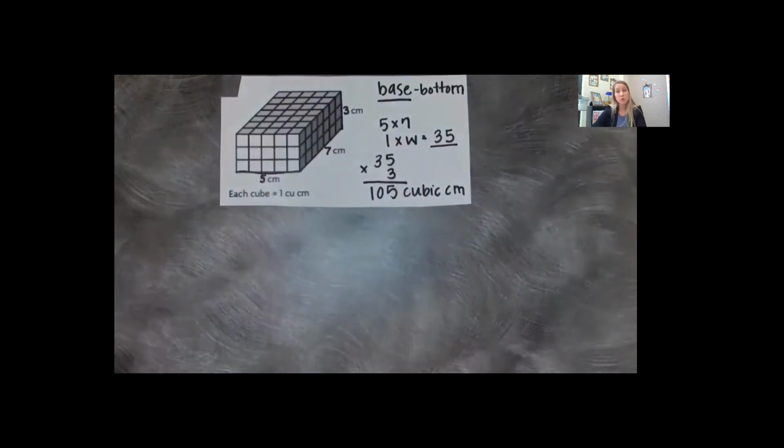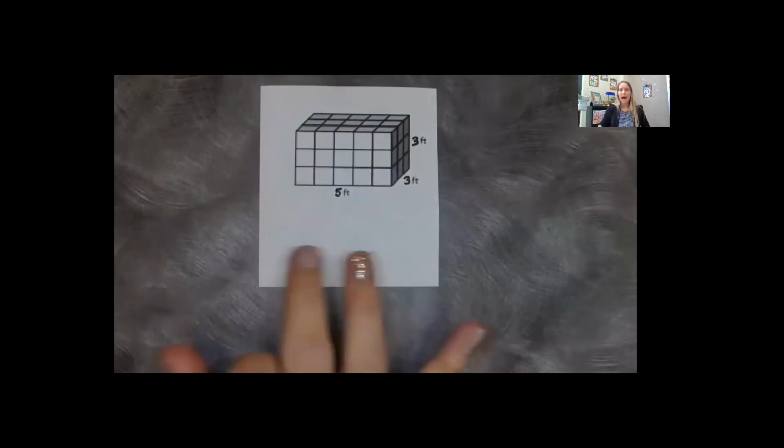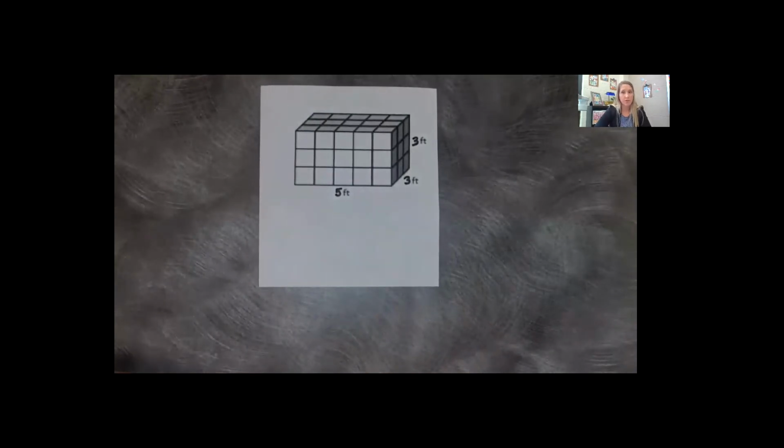Excellent work. Let's do a similar problem. Are you ready? How can we use the information provided in this diagram to help us find the volume of this rectangular prism? Yes, you're right. I can find the number of unit cubes in my base, or the bottom, and I can multiply that by the number of layers that make up its height. And then I can write that volume in cubic units.